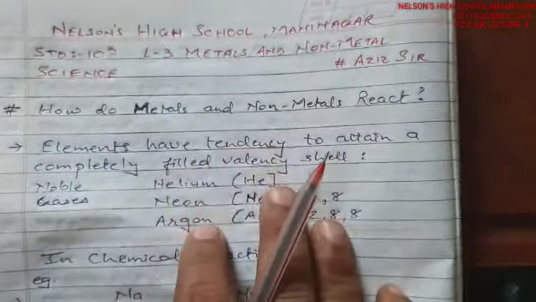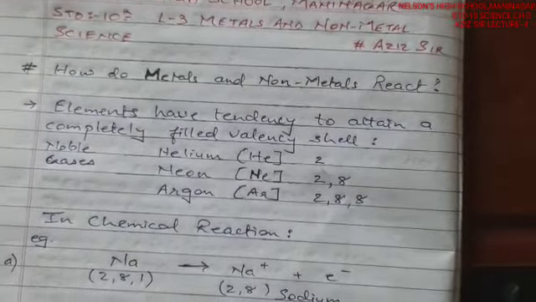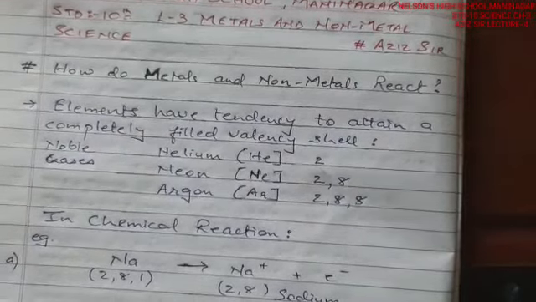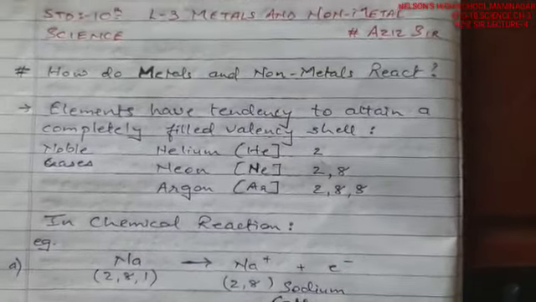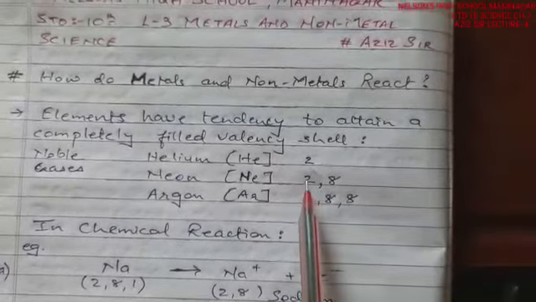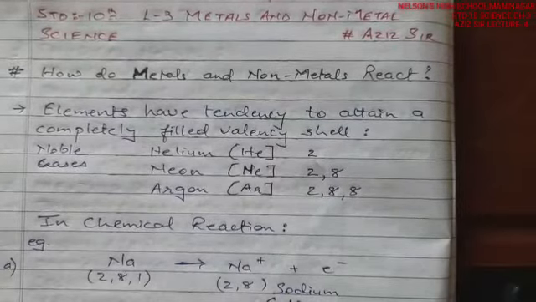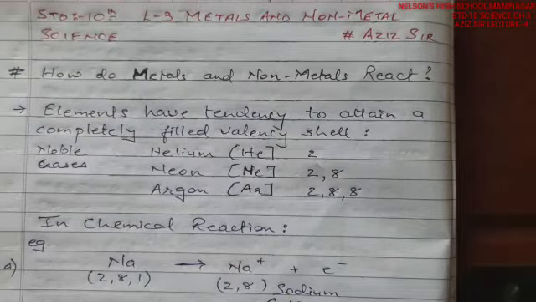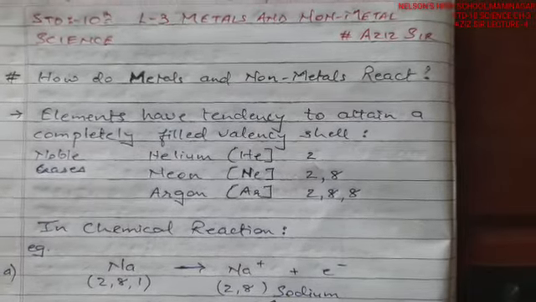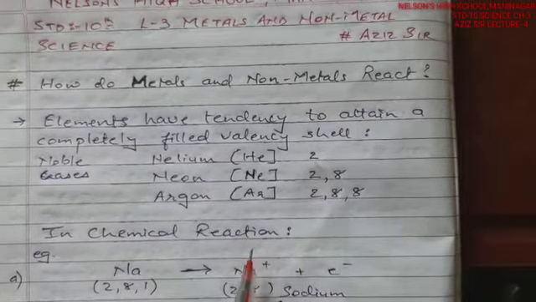Now, as you are able to see, the elements have the tendency to attain the noble gas configuration. We have seen in the noble gas configuration, elements like helium, neon, argon, we are able to see the configuration as 2 in the outermost shell, that is called the valency shell, then 2 and 8 in the case of neon, and 2, 8, 8 in the case of argon. Fine. So you are able to see this kind of configuration in noble gases.